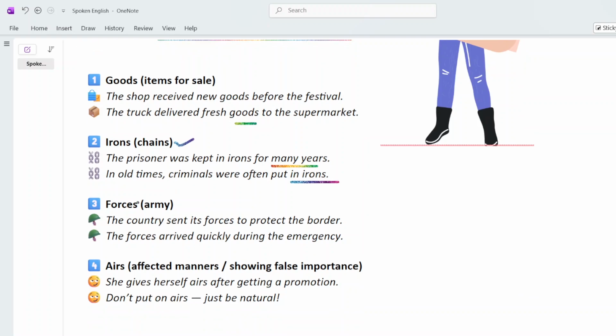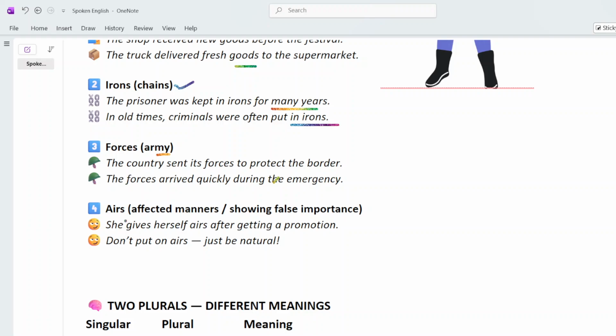Okay, yes. The third word is forces, or an army. So what are the sentences here? The country sent its forces to protect their border. The forces arrived quickly during an emergency. Now, airs is affected manners or showing false importance. She gives herself airs after getting a promotion. Do not put on airs, just be normal.